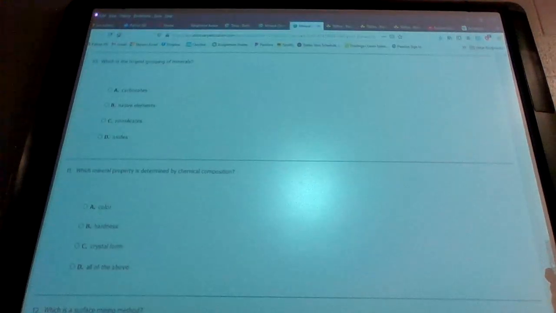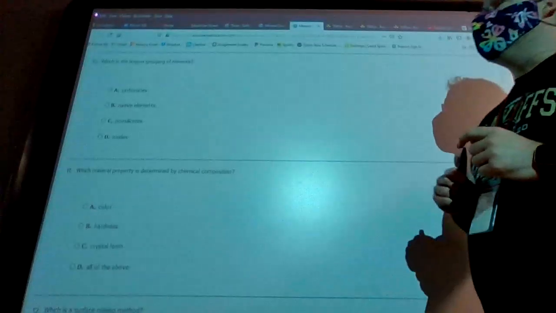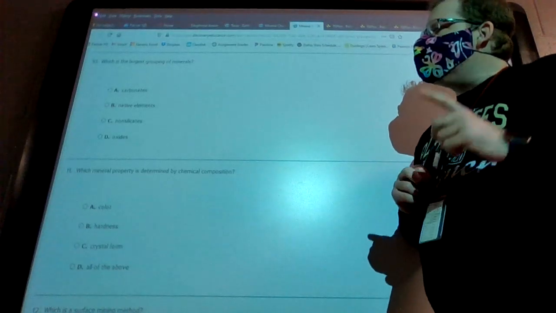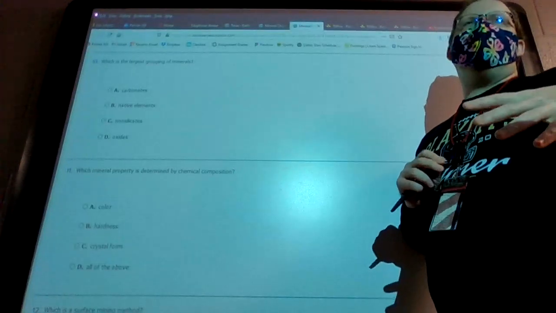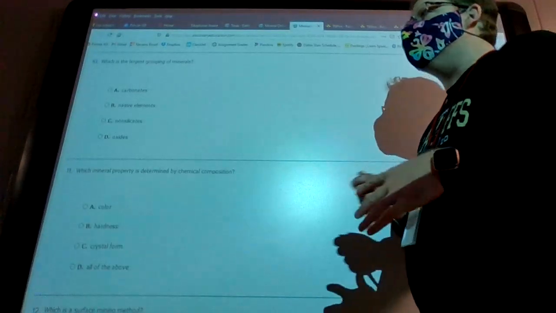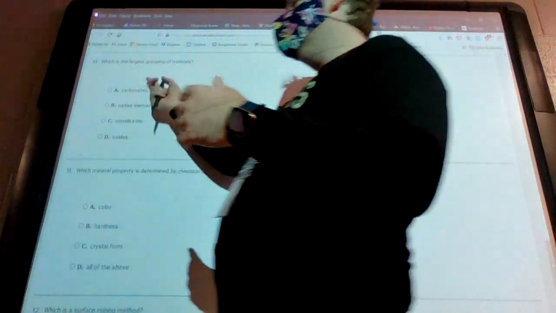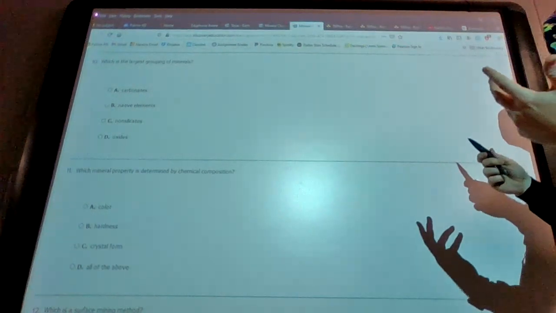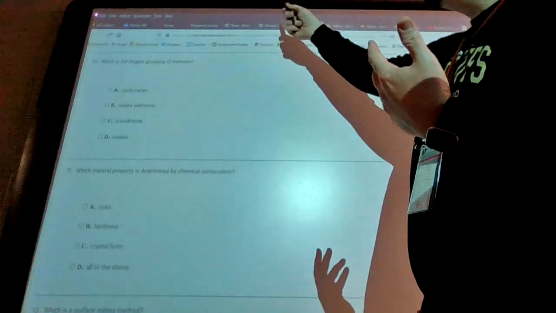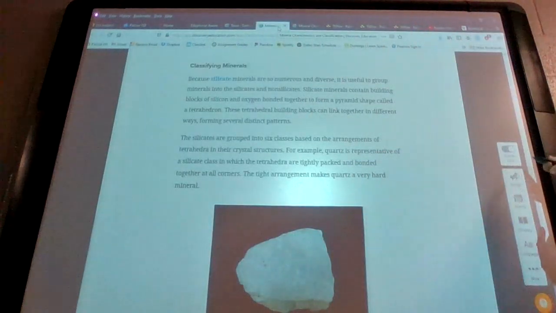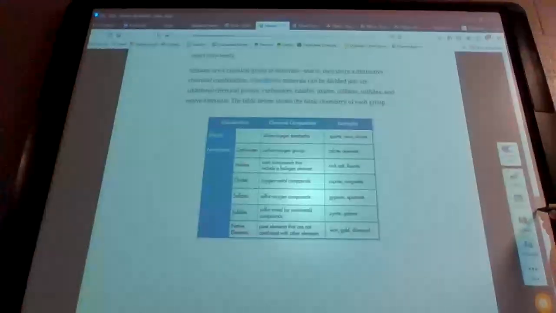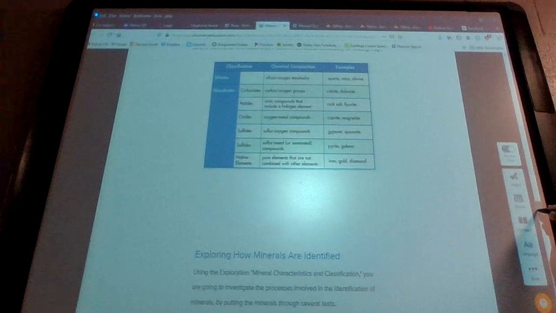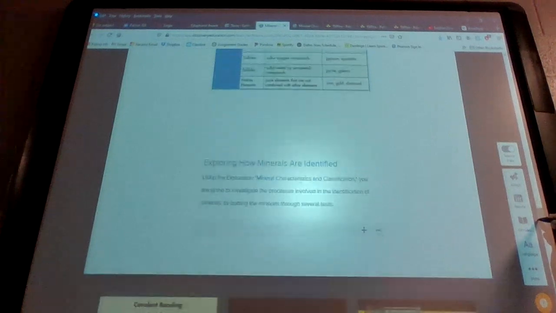Number 10, which is the largest group of minerals out of the ones here? So total silicates are your biggest group. Silicates are by far the most common. Out of these four, which are going to be the most common, the largest group of minerals? Let's see if they tell us this. It's going to be down here in the non-silicates, which that doesn't really tell us.